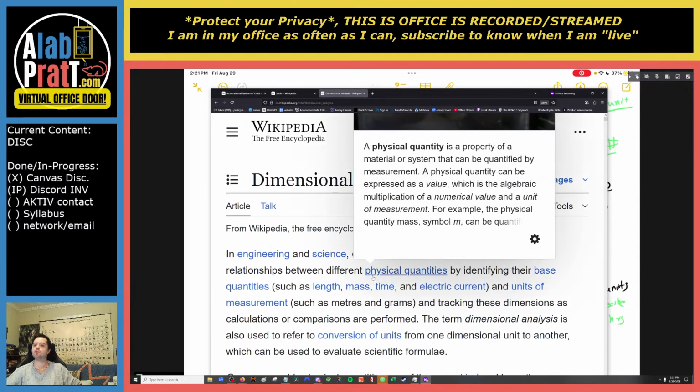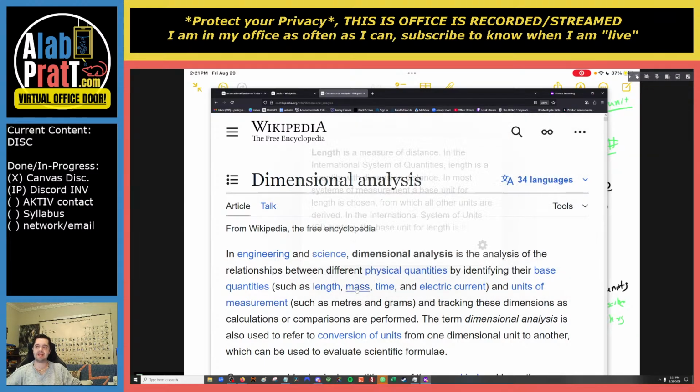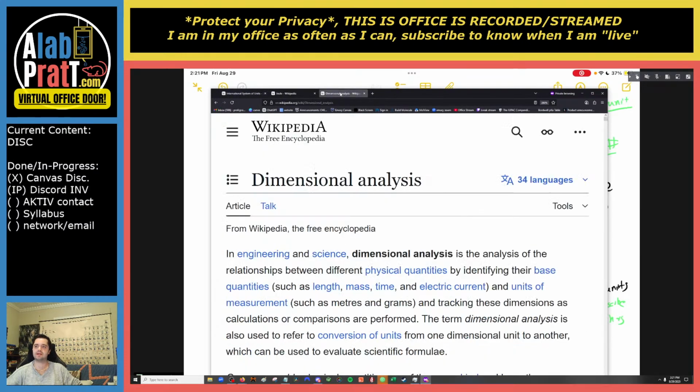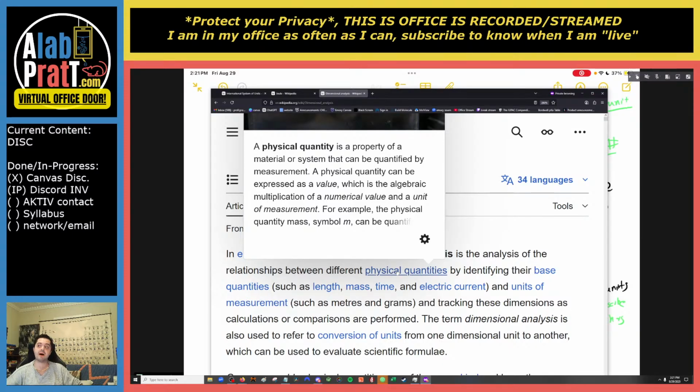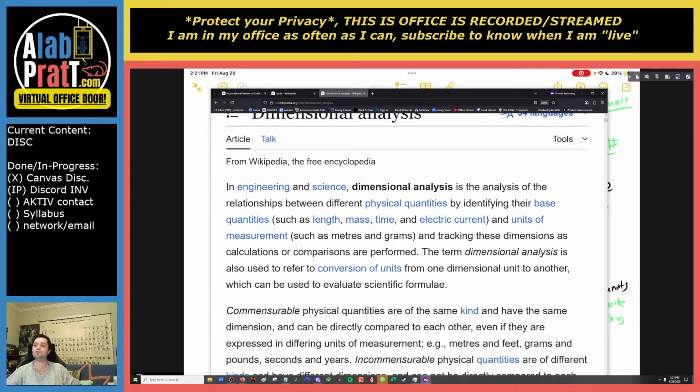Again, a physical quantity, this is what we are measuring, something we can measure. Length, mass, time, electric current. So dimensional analysis is the analysis of the relationship between these physical quantities, like miles per hour, by identifying their base quantities and units of measurement and tracking these dimensions as calculations or comparisons are performed.